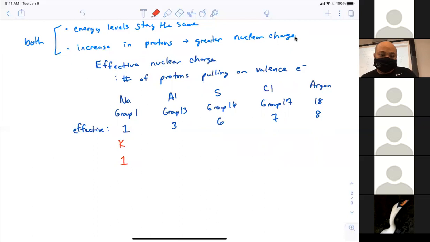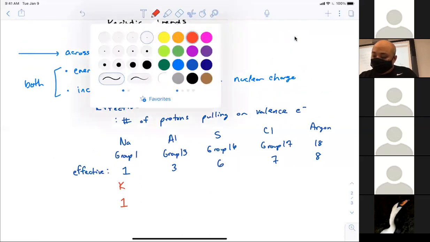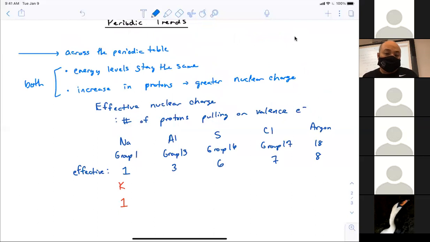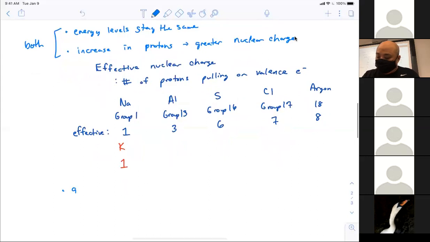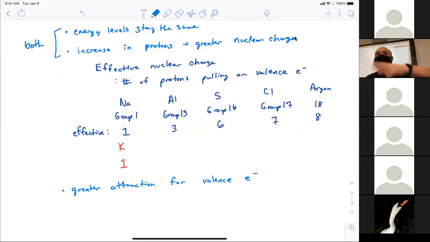And so other factors affect it. But what does this increase in protons and greater nuclear charge mean? What it means is a greater attraction for valence electrons. That will be the connection that you make toward every single trend, whether it's ionization energy, electron affinity, electronegativity, or atomic radius. All of those really come down to the interaction between the attraction of the nucleus for the electrons.